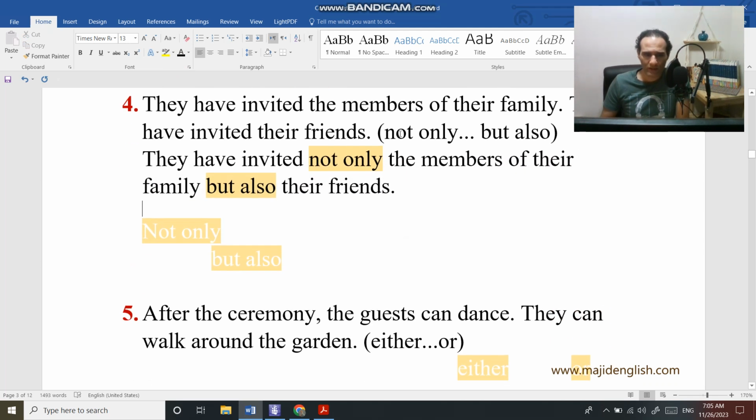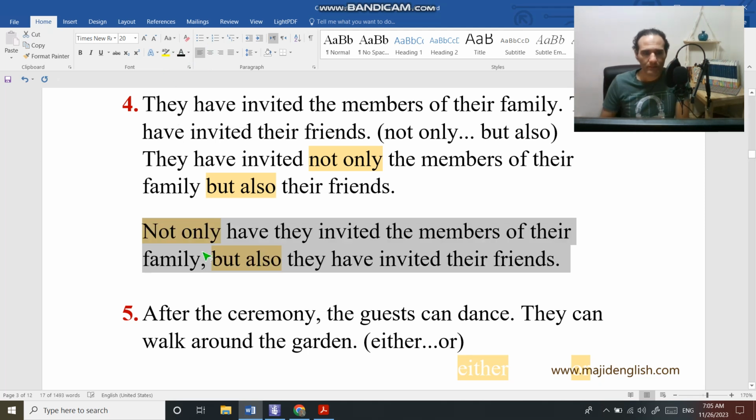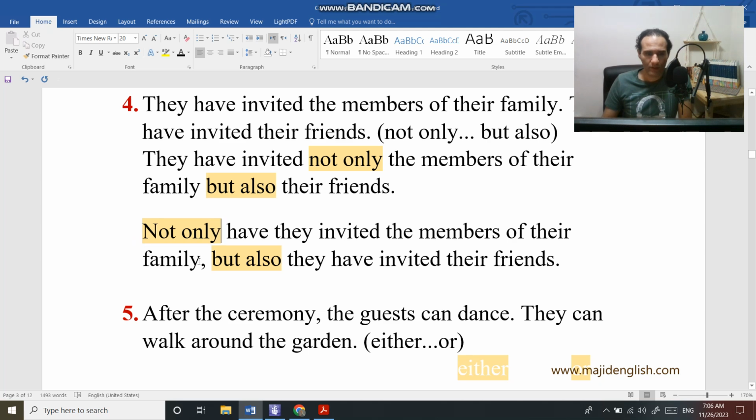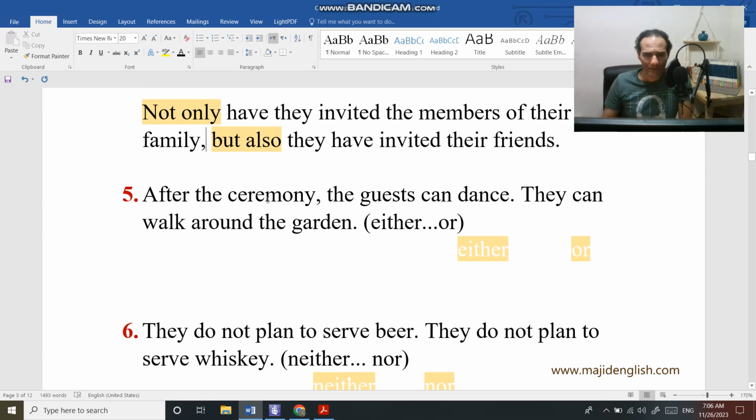So when you have not only but also at the level of phrase, you can also have it at the level of clause. But not only have they invited their members of the family, but also they have invited their friends. So here, not only but also is connecting two independent clauses, but you know, if you start your independent clause with not only, it needs to be in a question form. Not only have they invited, okay? And you need a comma here. Good. After the ceremony, the guests can dance, they can walk. So you're connecting two verb phrases, yeah? Dance, walk. What does it say?